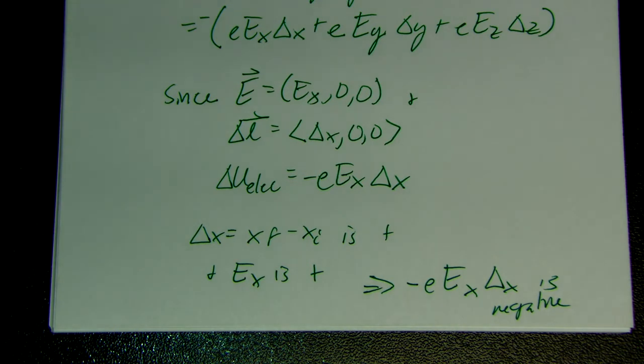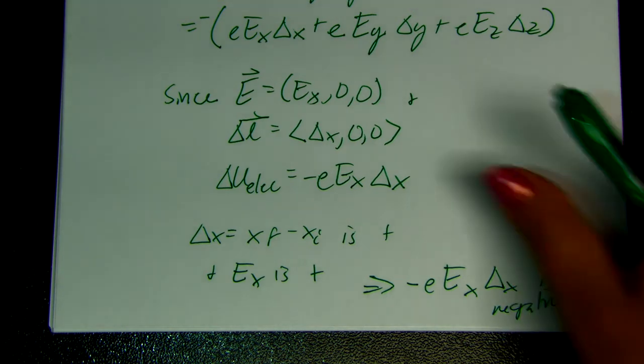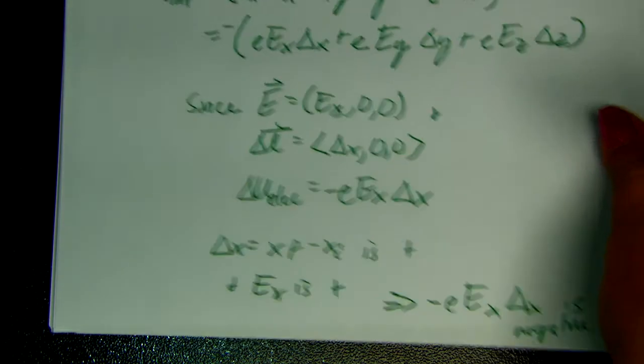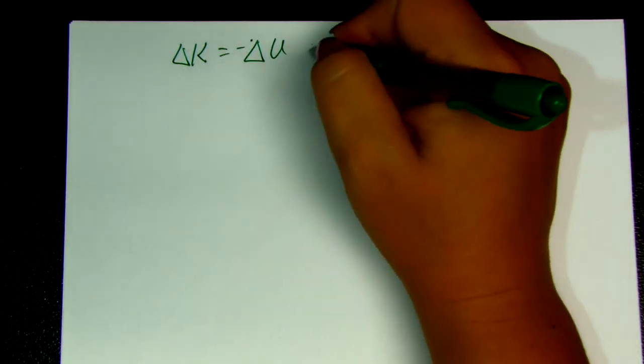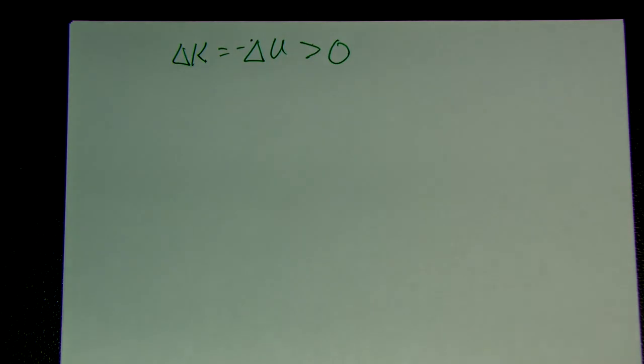So it's important when you're doing these derivations to check them with a couple of different concepts. We figured this out at first by looking at the picture. We did the calculations. We got the same thing, and now we're just doing one more check. And again, we're seeing that physics works. So in this case, delta K, which is equal to minus delta U, is greater than 0.